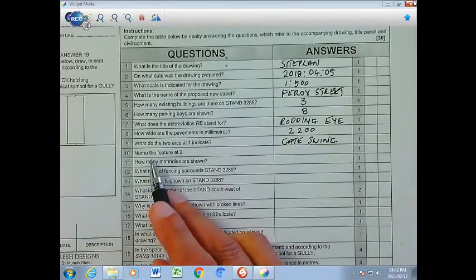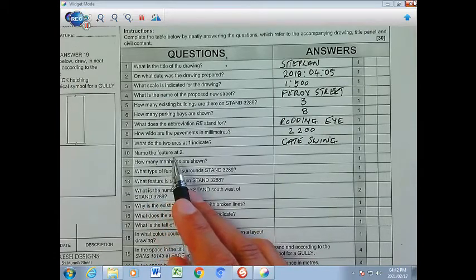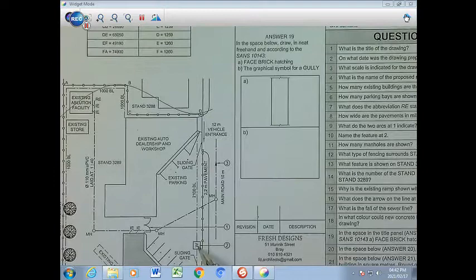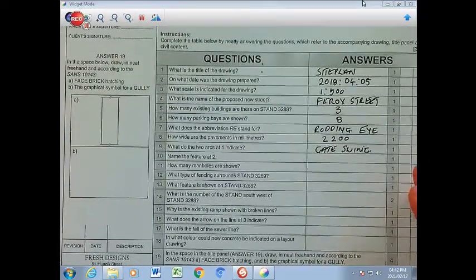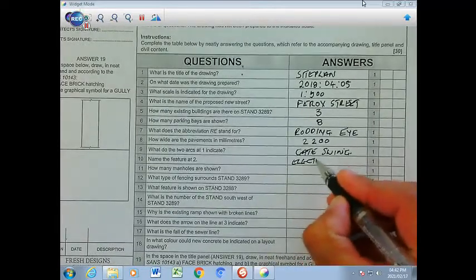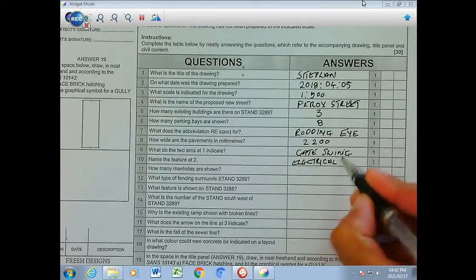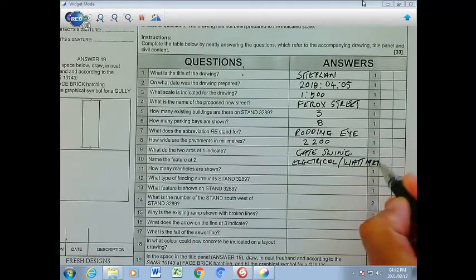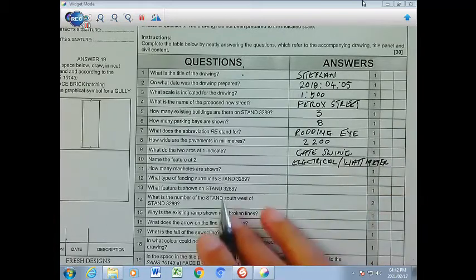Then name the feature at 2. So you're going to go to that little box over there with the W's inside, and that's an electrical meter or a watt meter. Electrical or watt meter. That's what you're going to put in there as your answer.